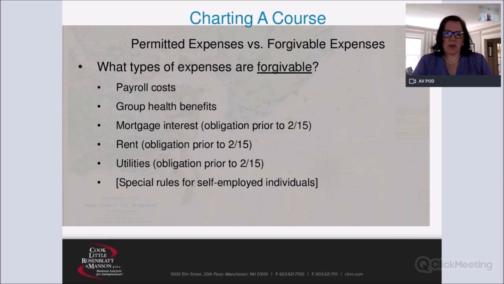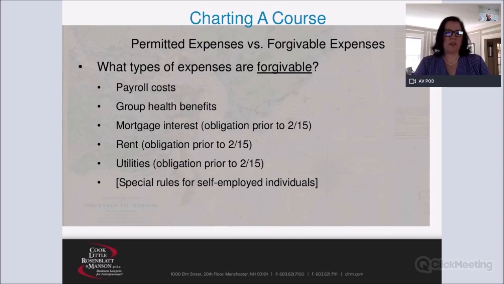Once you've gotten past the hurdle of whether you have spent the money on the loan proceeds in a permissible fashion, you can then turn to the question of whether you have spent those funds in a manner that is forgivable. And forgivable expenses, again, turn the test on its head, but only 25% of the ultimate amount that gets forgiven can be for non-payroll costs.